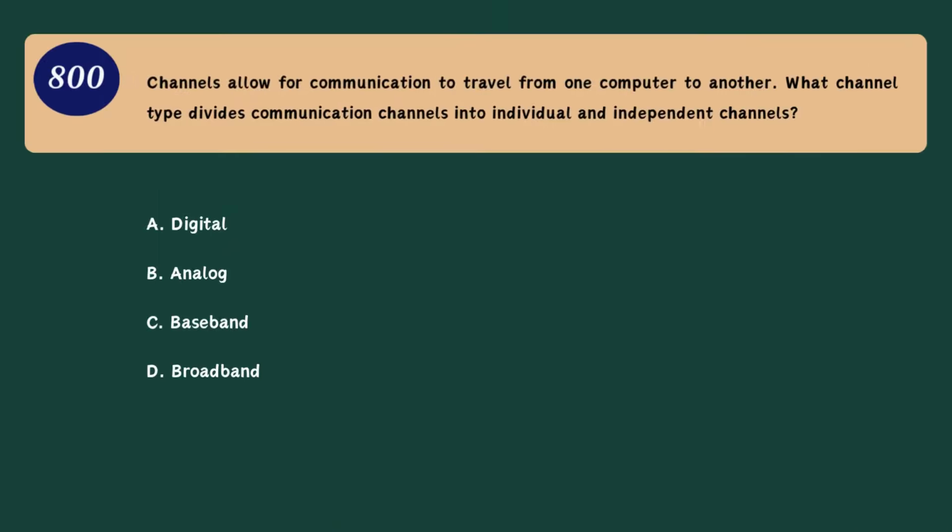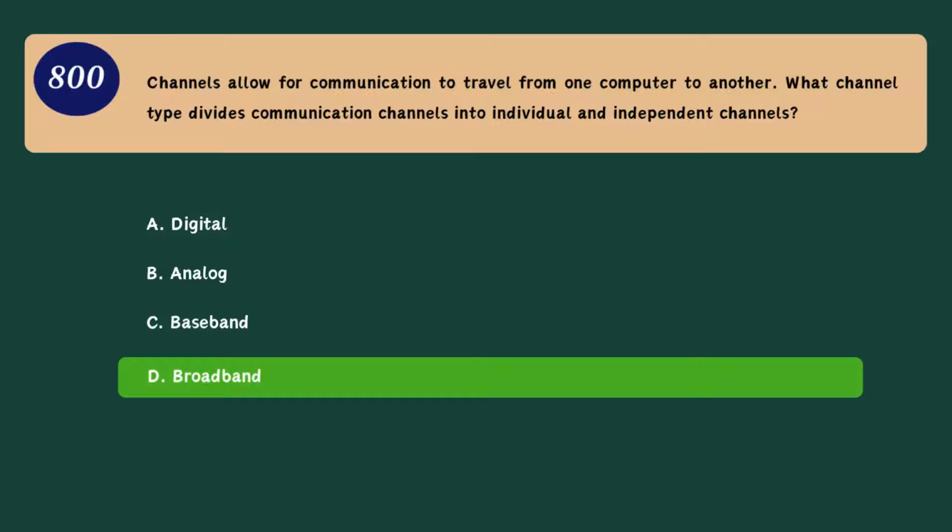Question 800. Channels allow for communication to travel from one computer to another. What channel type divides communication channels into individual and independent channels? A. Digital. B. Analog. C. Baseband. D. Broadband.